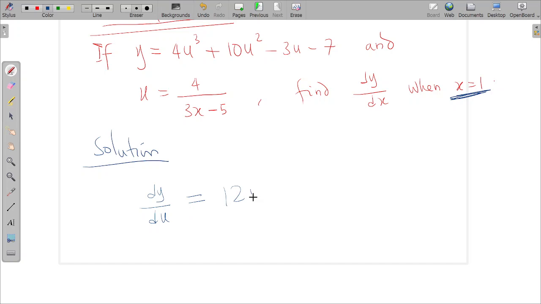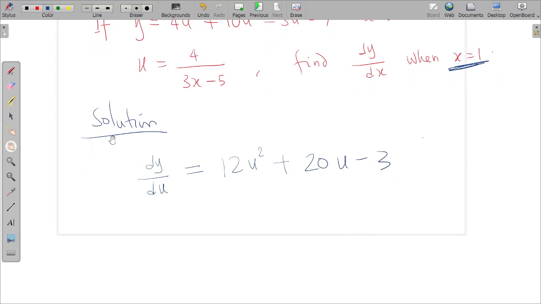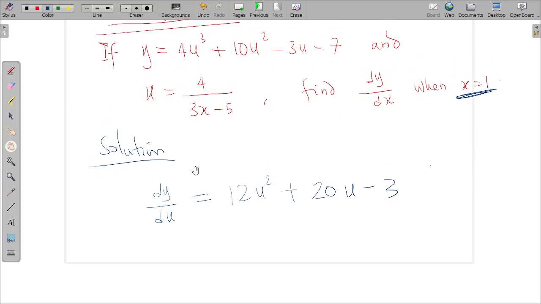Will be 12u squared plus 20u minus 3. Okay, that is dy over du. Let me quickly find what u will be when x is 1.